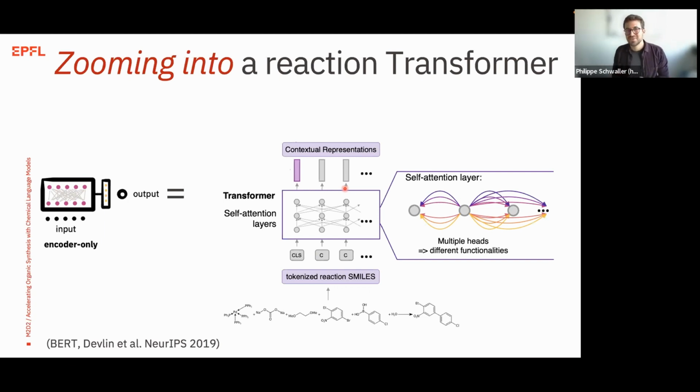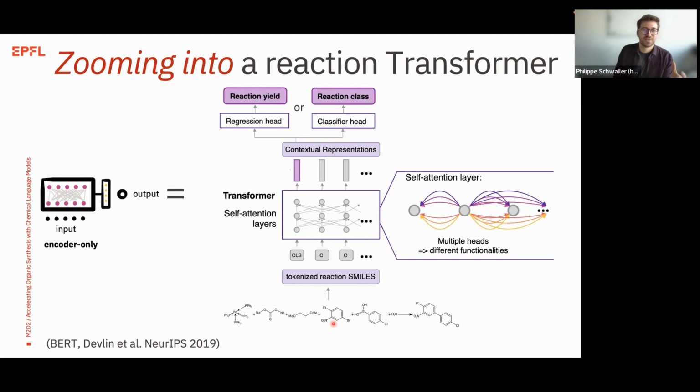Why is context important? If you think of the word bank, for example, it has a completely different meaning depending on whether you speak about the river bank or the bank you get money from. Similarly, in chemistry, you have all those atomic tokens. They're often the same, and a nitrogen atom, for example, might have a completely different meaning depending on its nearest neighbors, the atoms in the molecule, or in the complete chemical reaction.